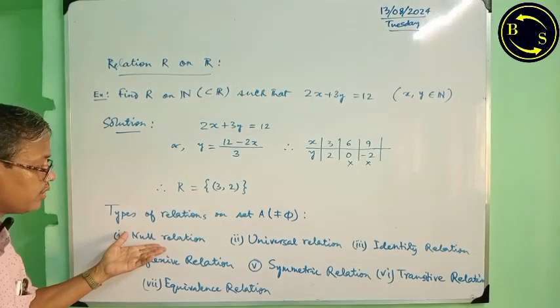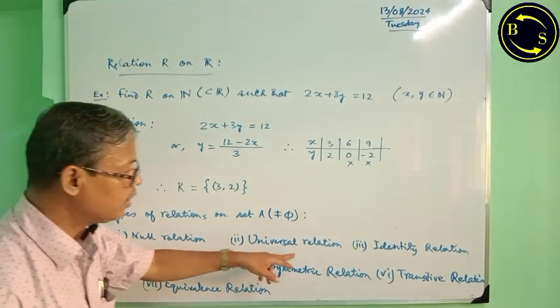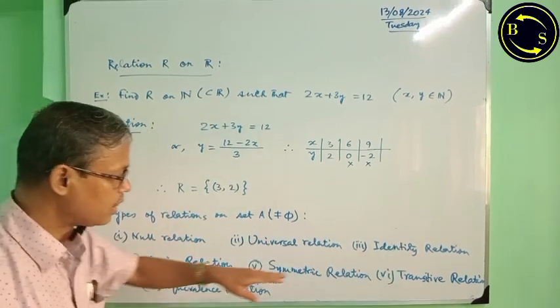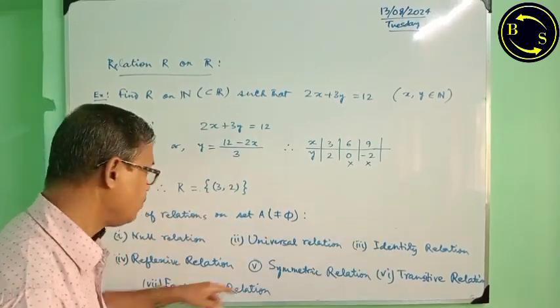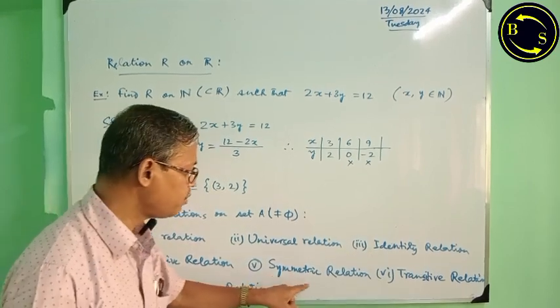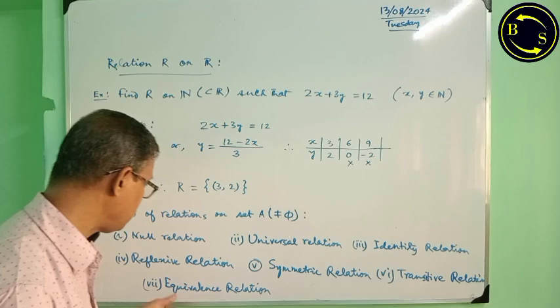Already we have mentioned null relation, universal relation, then identity relation. We have to discuss identity, reflexive, symmetric, transitive and equivalence relation.